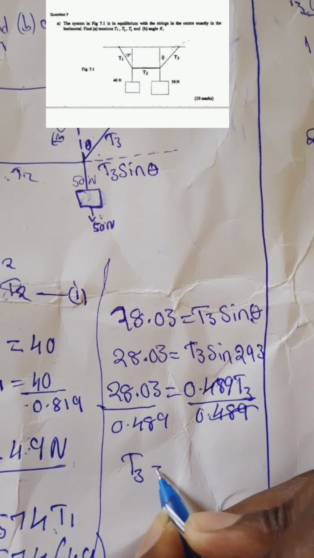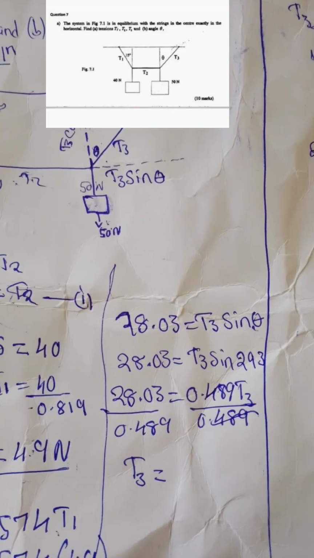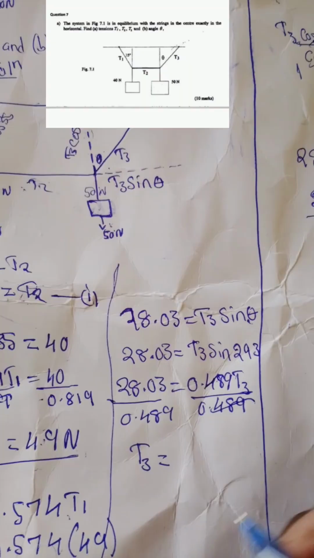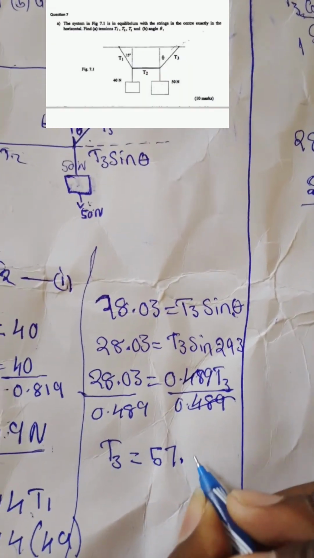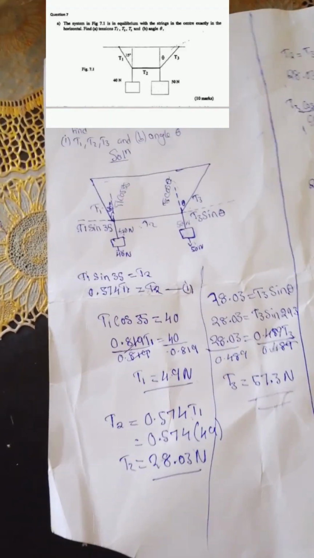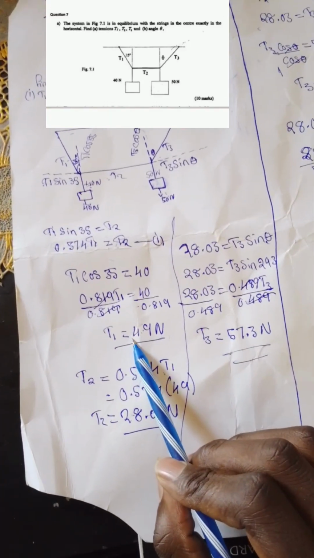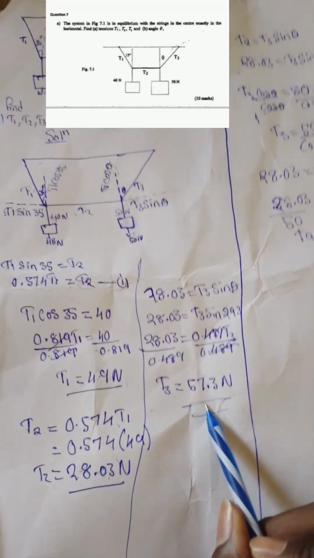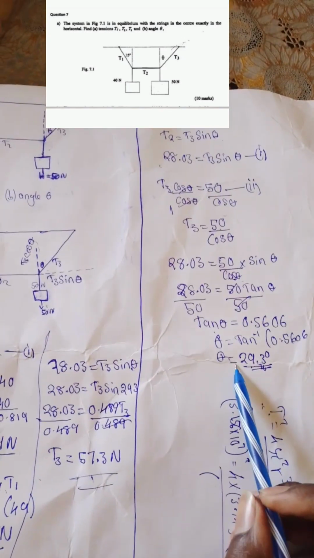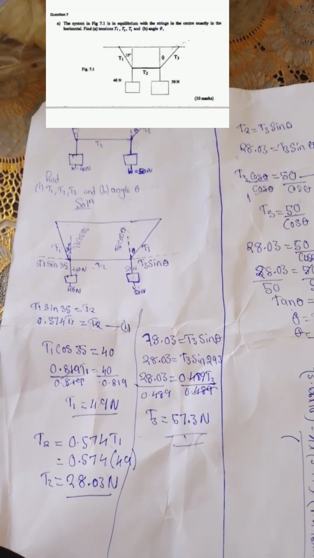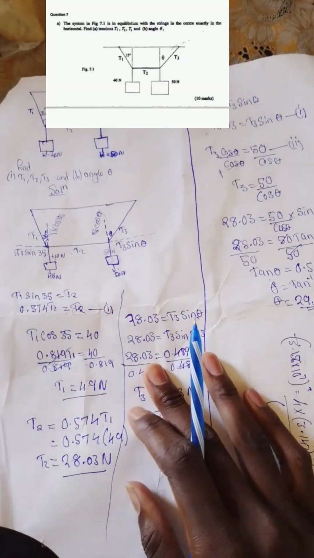Our T3 will be equal to 28.03 divided by 0.489, the answer is giving us 57.3 newtons. That's our T3. So now we found T1 as 49 newtons, T2 28.03 newtons, T3 57.3 newtons, and our theta is 29.3 degrees. So these are the solutions to that particular question of ours. So thank you very much.